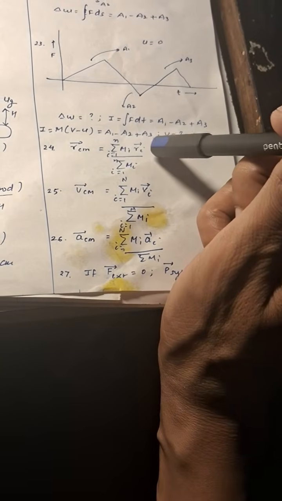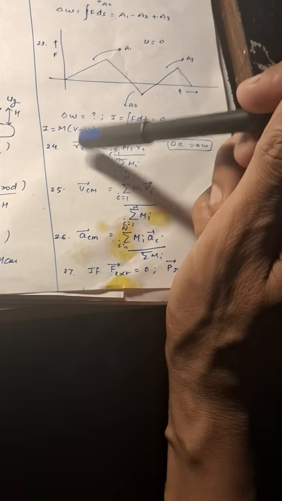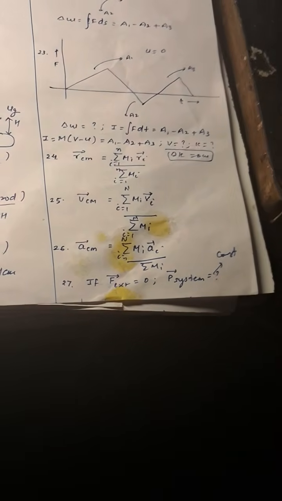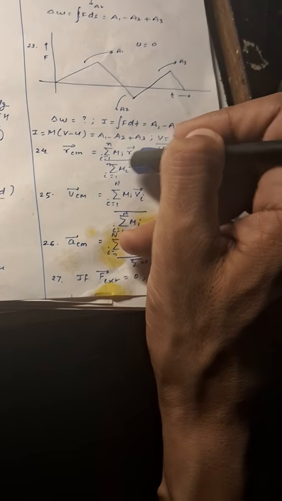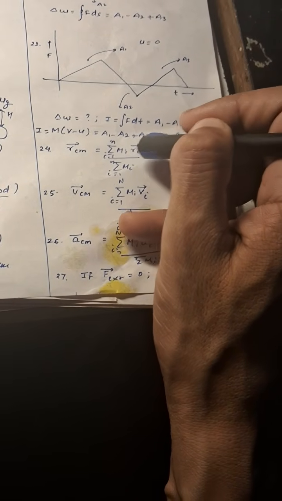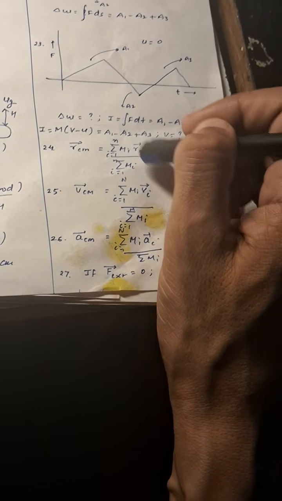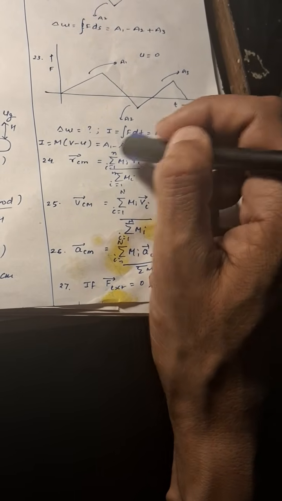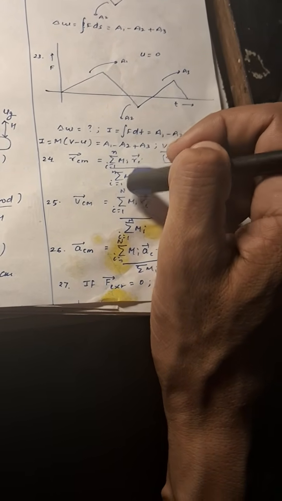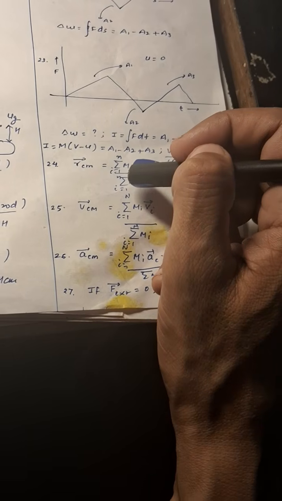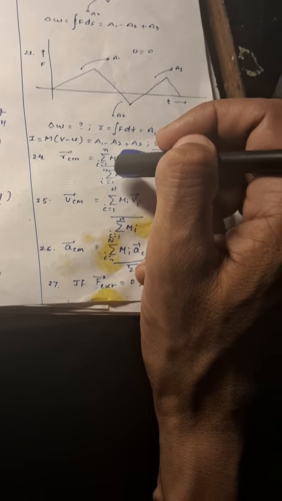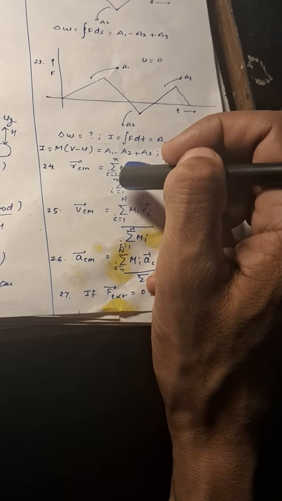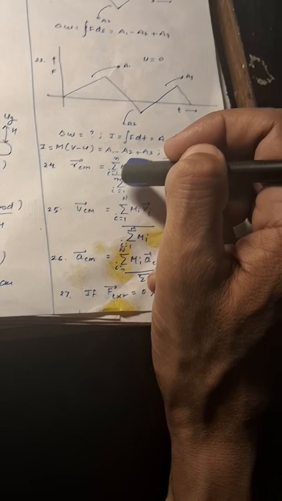Next question is from the center of mass. The first question is the position vector of center of mass. It is sigma mi ri upon sigma mi. Sorry, integration is not there, it's a discrete particle system. So this is how to find the position vector of a system of particles whose masses are mi corresponding to the ith particle, and whose position vector with respect to a reference O is vector ri.